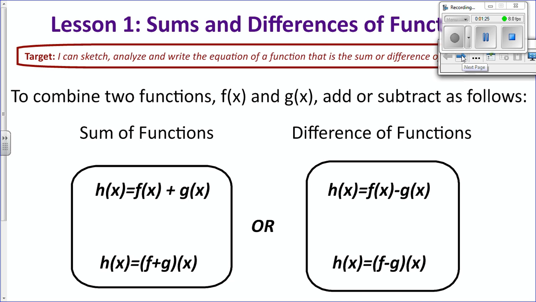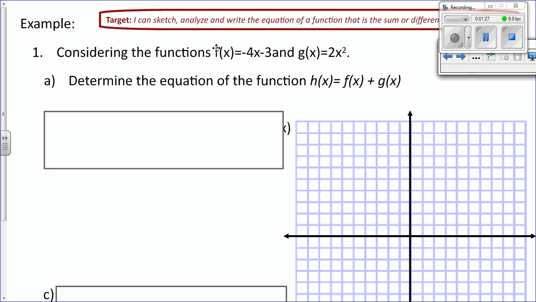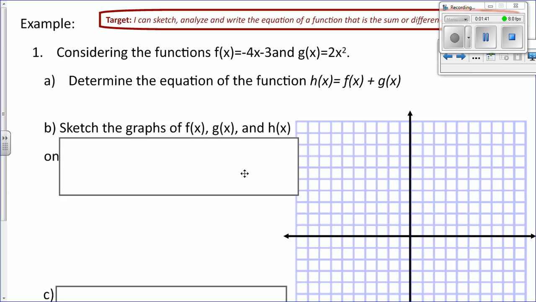Okay, so let's apply some math here. So consider two functions. One function is f of x equals negative 4x minus 3, and our second function, g of x, equals 2x squared. Determine the equation of the function h of x equals f of x plus g of x. So we want to find our sum function.